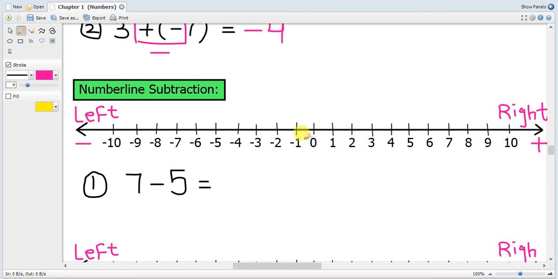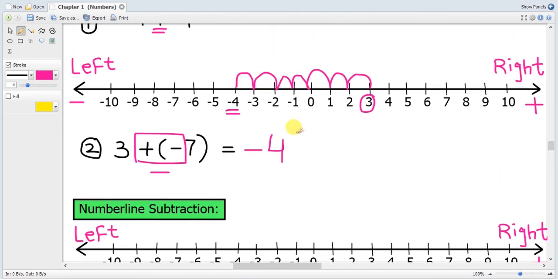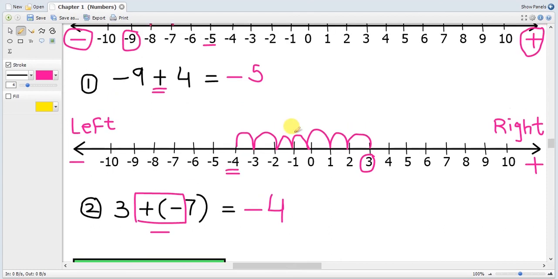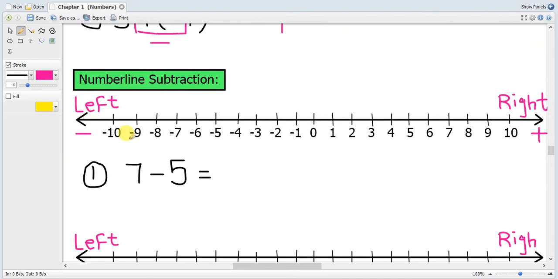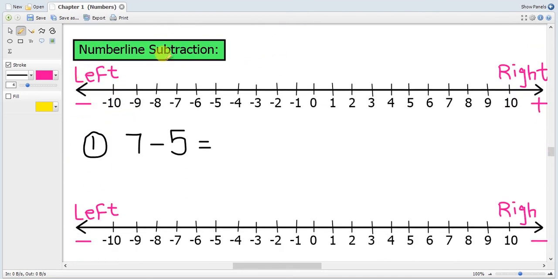Next is number line subtraction. You can practice plenty more questions from many other sources on the internet. I'm just giving you the basic concepts of these topics, right? Okay, next, number line subtraction.